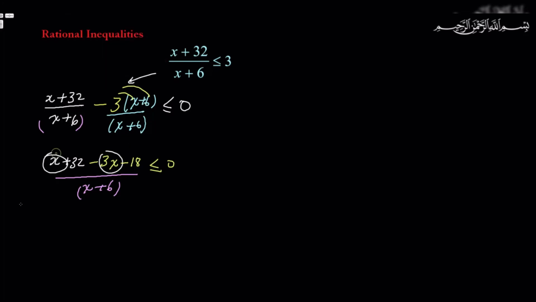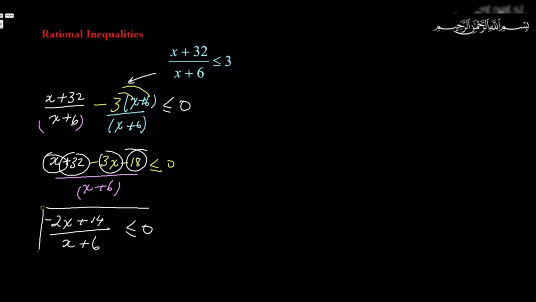Well, I can simplify this. I can combine these like terms. So I get minus 2x, and that's 32 and 18, that's positive 14, divided by x plus 6. So that's x plus 6, and that must be less than or equal to 0. Now you see I have an expression where I have all of the variables on this side and nothing but 0 on the other side.